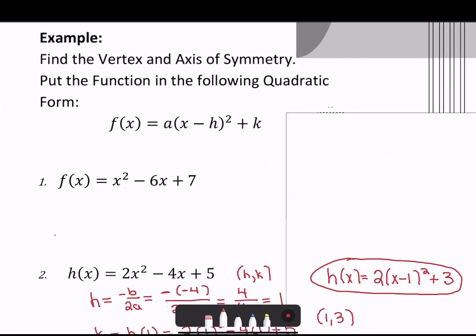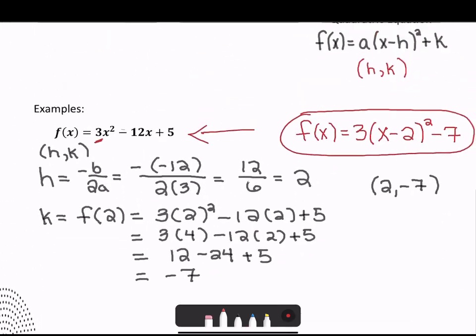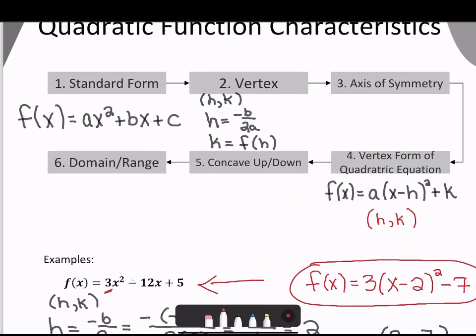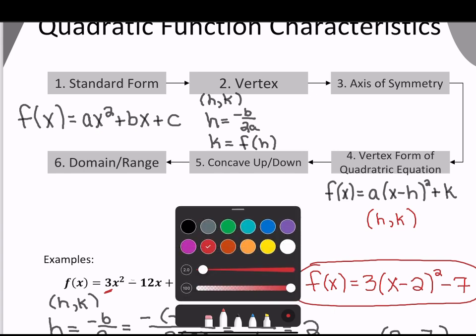Let me scroll back up to our little carousel up here. Okay, so I skipped around a little bit, right? But I know how to go from 1 to 4 by using step 2, right? So I got my standard form right here. I use the vertex and put it in vertex form. Boom, I got that. Now let's talk about the axis of symmetry, which is super simple.